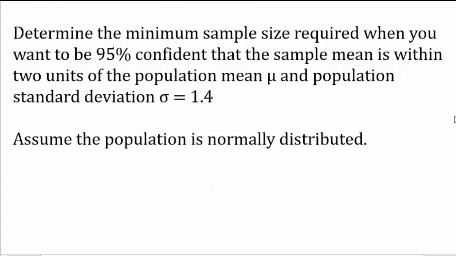Determine the minimum sample size required when you want to be 95% confident that the sample mean is within 2 units of the population mean, mu, and the population standard deviation, sigma, will be 1.4. Assume the population is normally distributed.